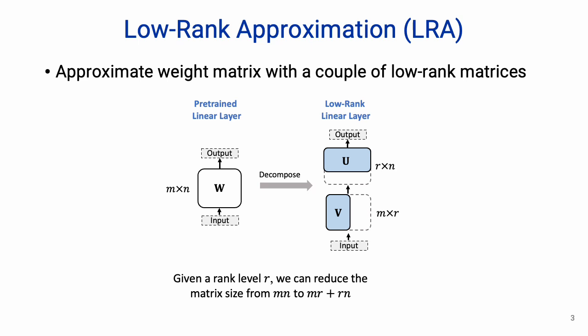Before we delve into the details of our methodology, we first introduce low-rank approximation. Low-rank approximation is a compression technique that approximates the weight matrix with a couple of low-rank matrices. Given a rank level R, we can decompose the pre-trained linear layer weight into a sequence of smaller matrices. By doing so, we can reduce the matrix size from m times n to m times r plus r times n. This can reduce the size and the corresponding computational overhead while maintaining essential information.